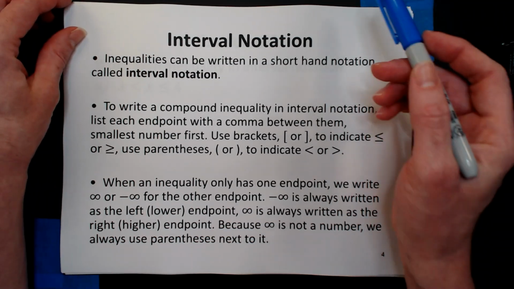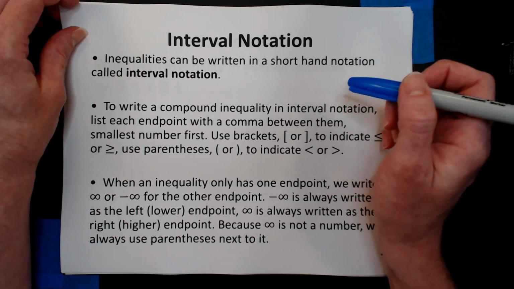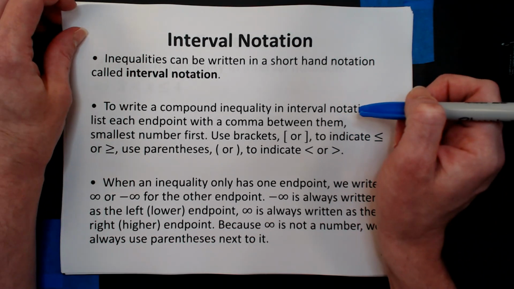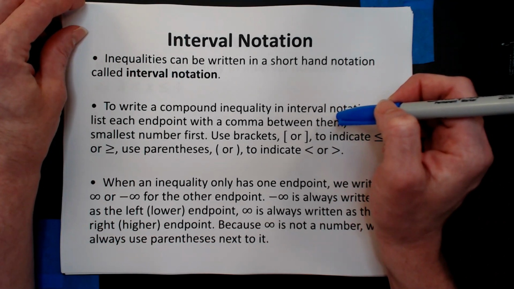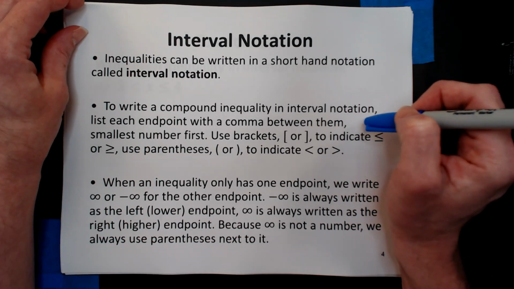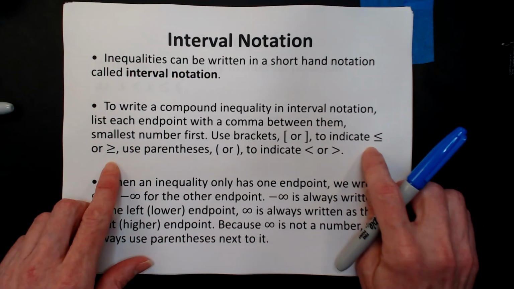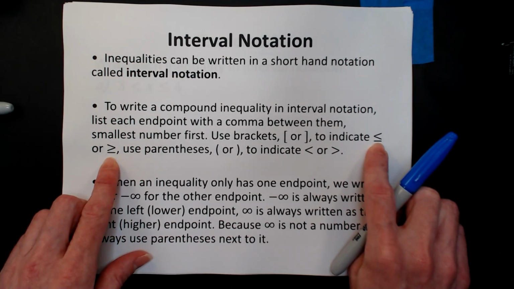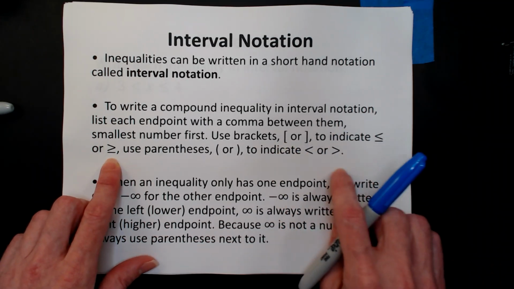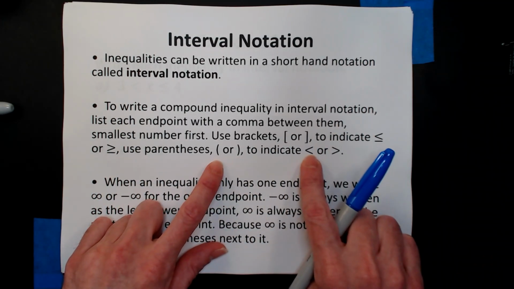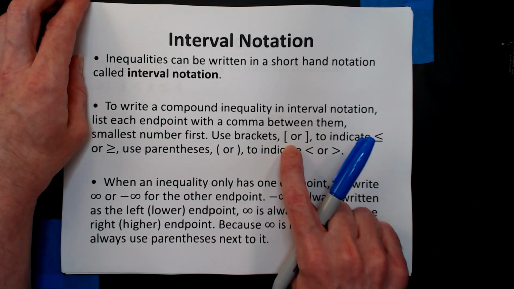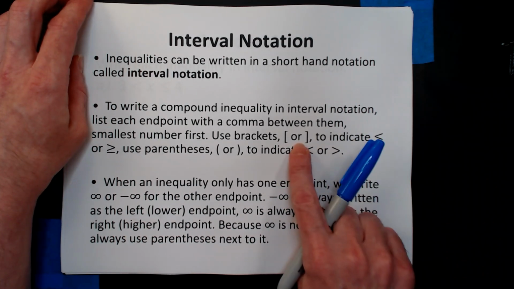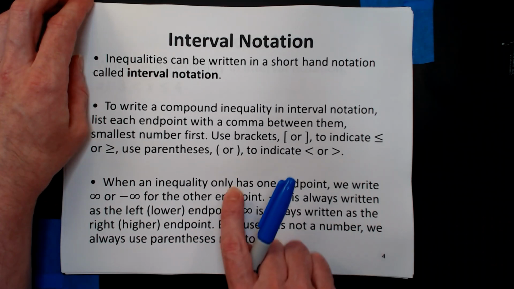Inequalities can be written in shorthand notation called interval notation. To write a compound inequality in interval notation, list each endpoint with a comma between them, the smallest number first. Use brackets to indicate that equality is possible. In other words, the extra lines under the inequality symbols correspond to brackets, or parentheses if we're strictly less than or strictly greater than. So if we're non-strict, we include our endpoints and use brackets. Not including our endpoints, we use parentheses.